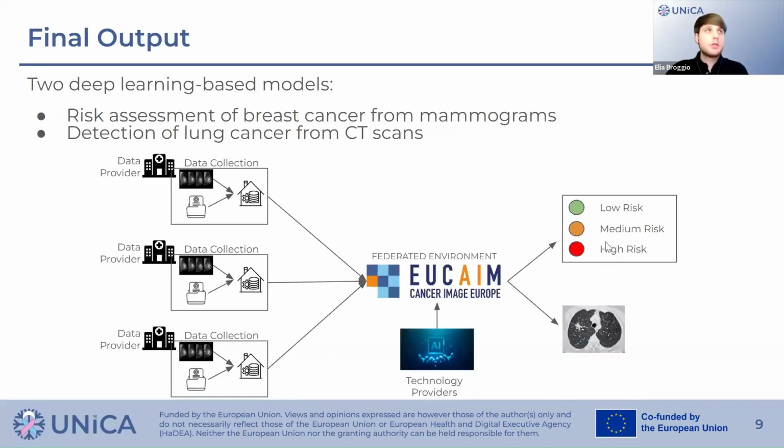And the final goal is to produce 2 deep learning-based models, one for the risk assessment of breast cancer from mammograms. The second one will be the detection of lung cancer from CT scans. And we will develop these algorithms using the federated environment provided by EUCAIM. This means that the data will never leave the hospital walls, but we will still be able to produce a good result, nevertheless.